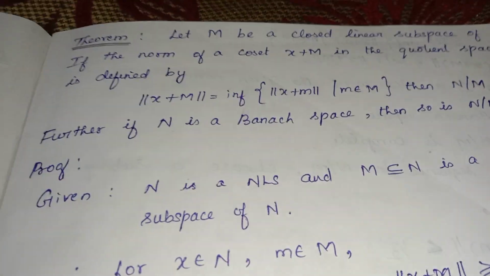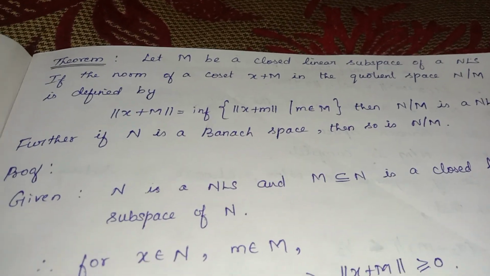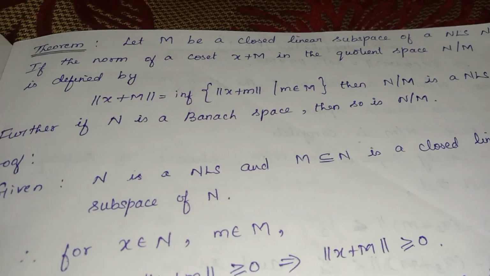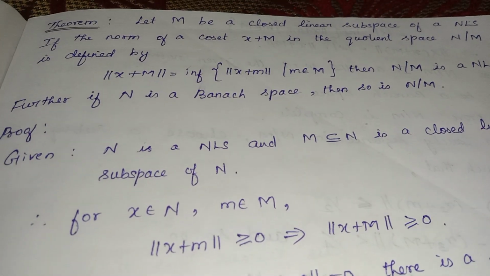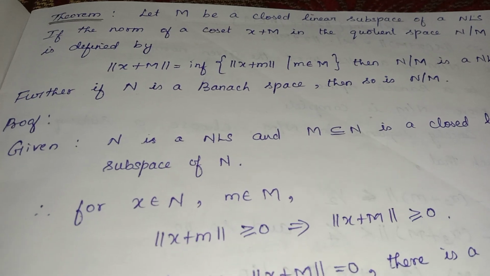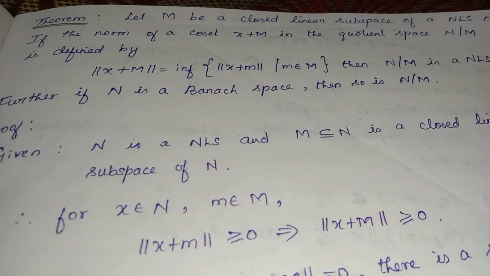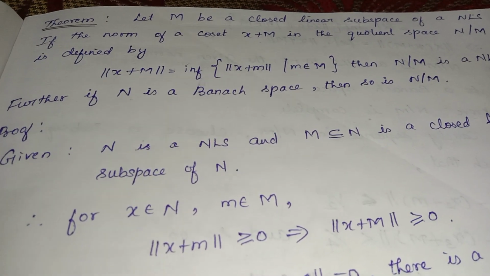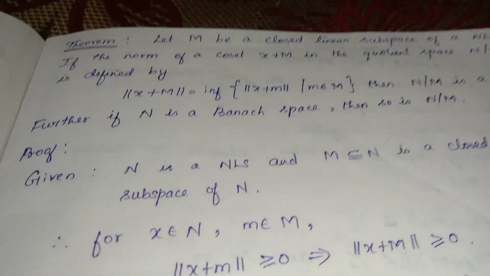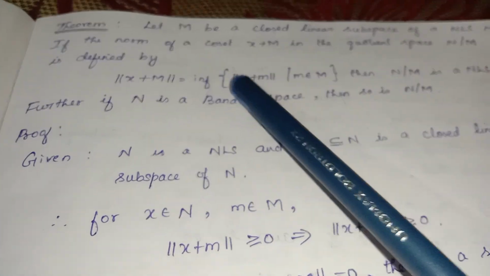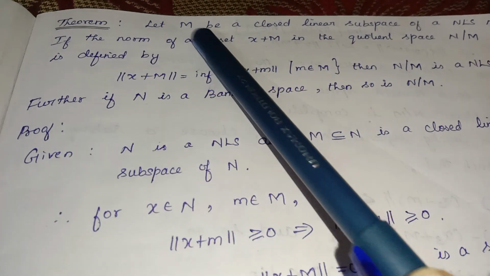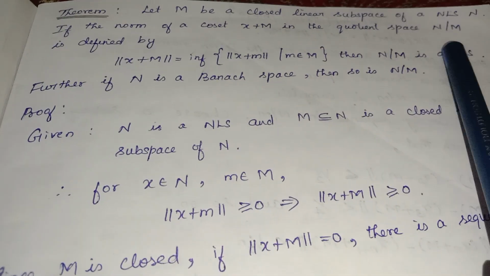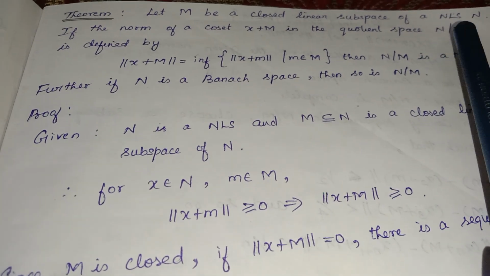Next one is we are going to define quotient space. This is similar to what you have defined in groups, rings, and so on. For defining the quotient space, first I am taking a closed linear subspace M of a normed linear space N. Then N by M is called the quotient space.